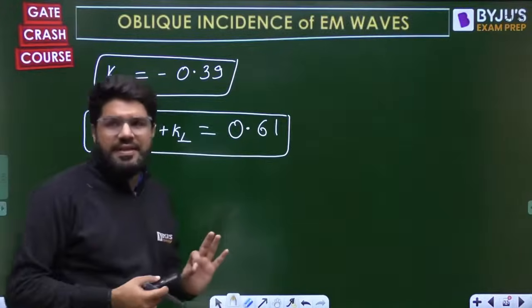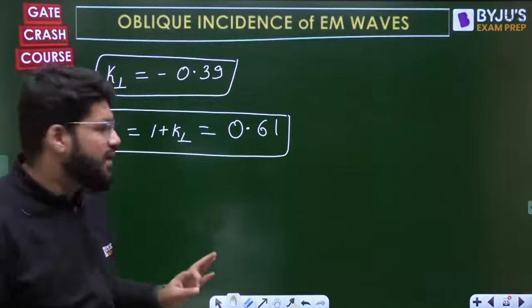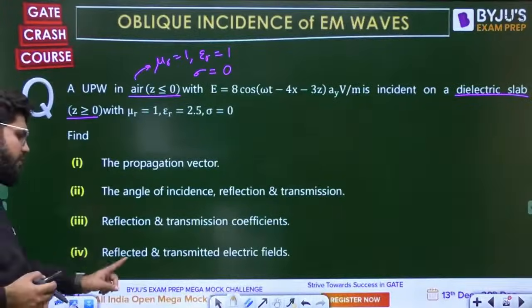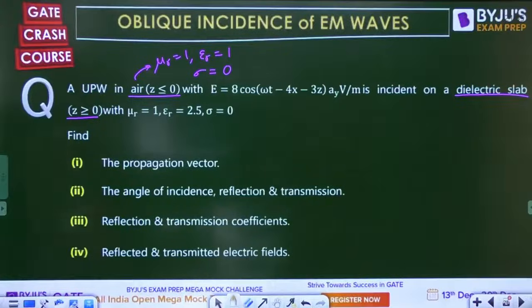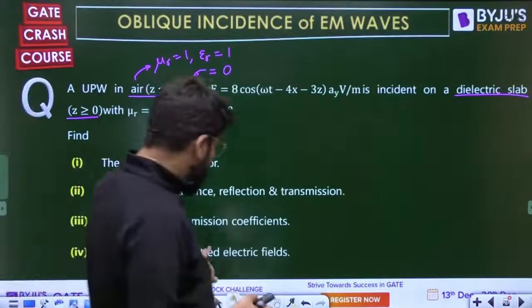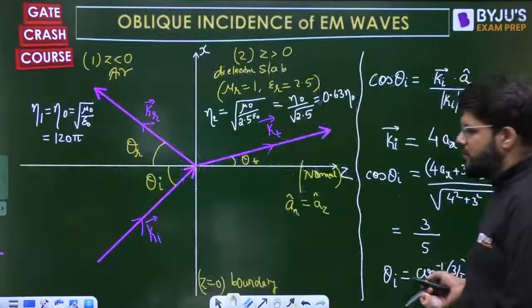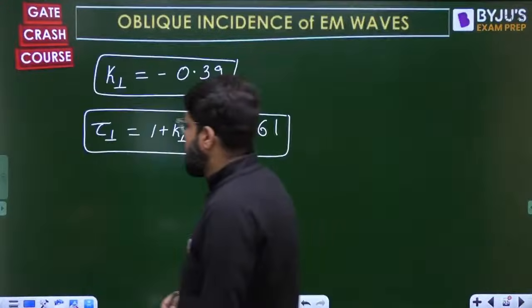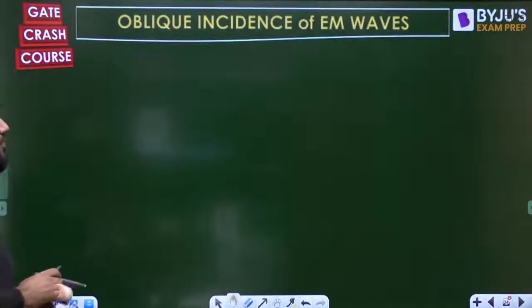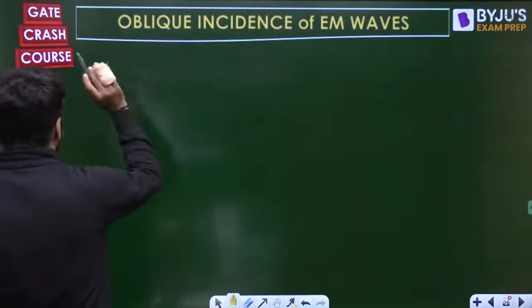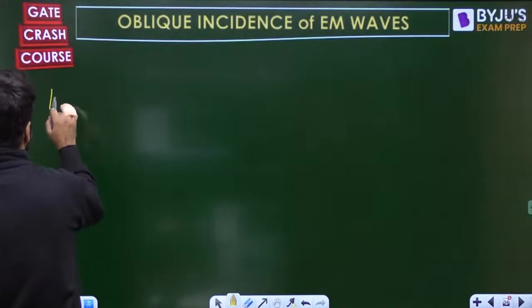Now comes the main question, the main challenge. What is the equation of the reflected and transmitted electric fields? What will be the equation of the electric field? Reflected and transmitted electric field equation. Now please everybody focus here.